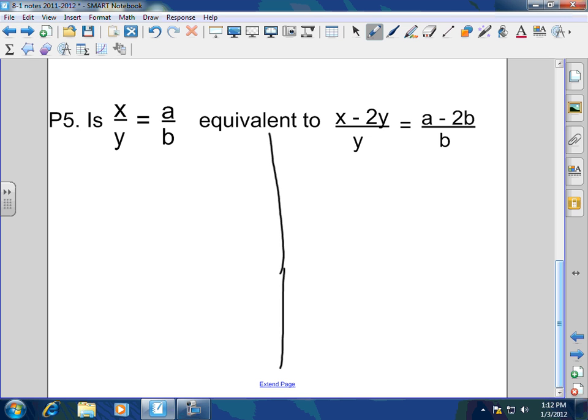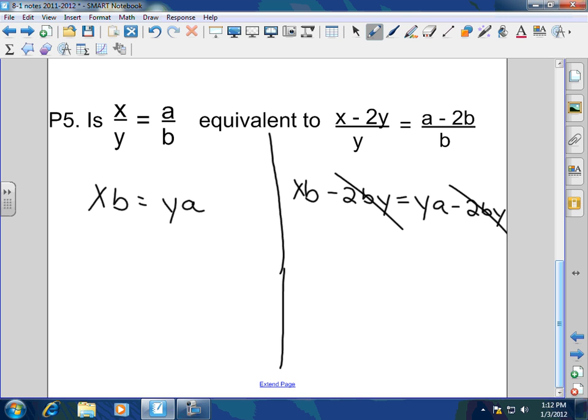You cross multiply. So b times x would be xb equals a times y. That's ya. When we cross multiply over here, we get xb minus 2by equals ya minus 2by. The negative 2by and the negative 2by cancel, so I got xb equals ya. So, boom. We're good.